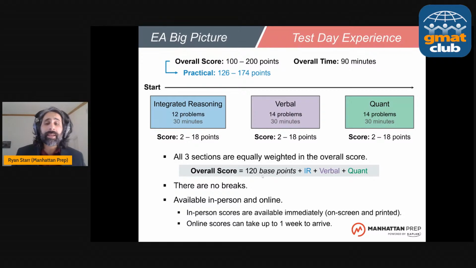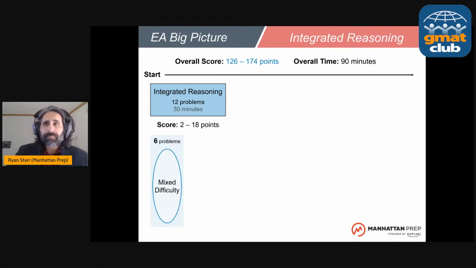It is worth saying that most schools are looking most carefully at your quant score. That's the score that gets scrutinized. When you're studying, you want to make sure that quant is going pretty well. Okay. No breaks again if you're under standard timing. And as we've already said, it's available in person or online.